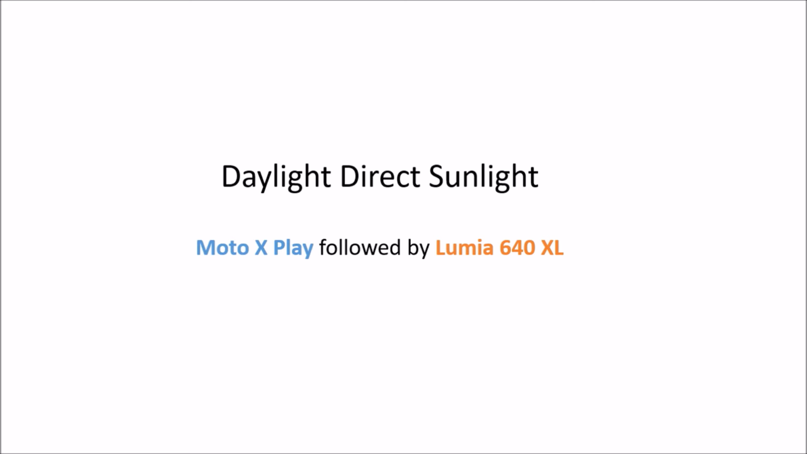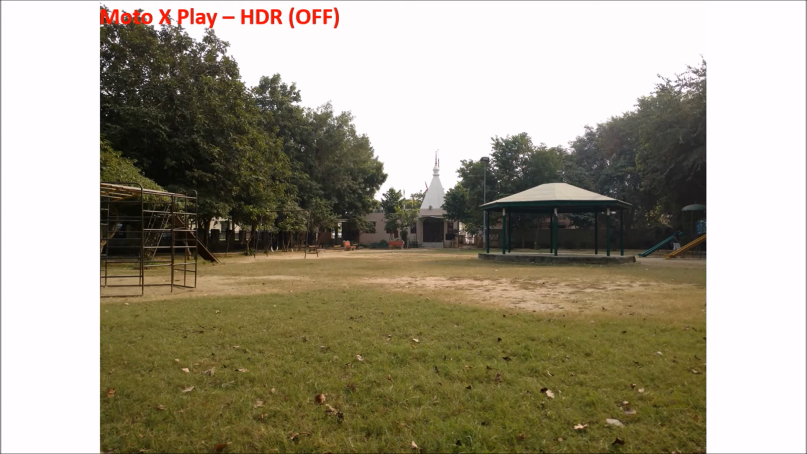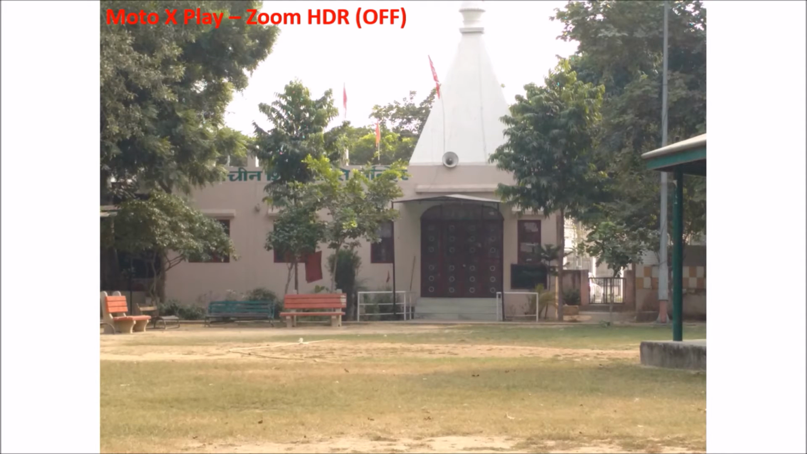All right, let's see the Moto X Play. This is the HDR condition. The distance to the object from here is almost 80 to 90 feet, or maybe 70 feet. It's a temple right there. It's a central park, and here is a zoomed image you can see. As I mentioned earlier, the Moto X Play has 21 megapixels, so obviously zoom quality will be better because it has more pixels to play with. You can see the zoom is clearly good here.